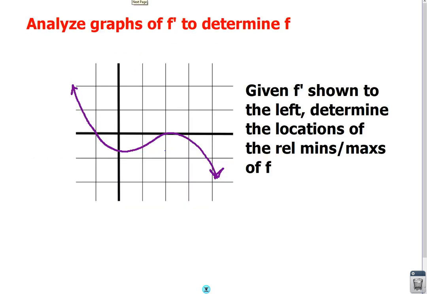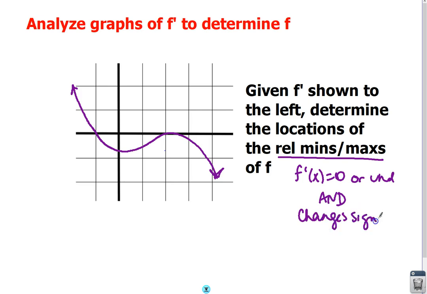So it's very common for them to give you f prime, the graph of f prime, and use that to determine properties of f, okay? So in this problem, given f prime shown to the left, determine the locations of the relative minimums and maximums of f. Well, a relative minimum or maximum occurs under two conditions. Well, I say two conditions. This could occur when f prime of x is equal to 0 or undefined and changes signs. Okay, that's one of our properties of relative minimums and maximums.